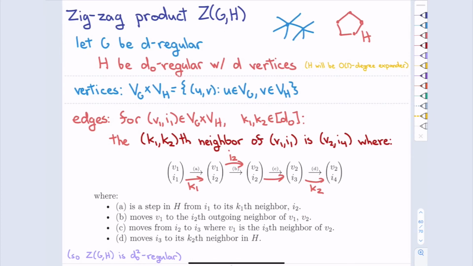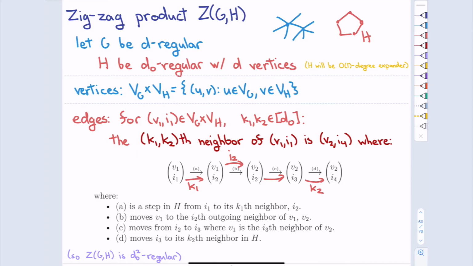The zigzag product, again, the high level idea is I have some graph G with pretty high degree, and I want to reduce the degree, right? And so we introduce a smaller graph H, where the number of vertices in H matches the degree in G, so that instead of taking a completely random step in G, I'll take a smaller random step in H and look at the index of that vertex to simulate a random step in G. I never actually do any randomization in G.